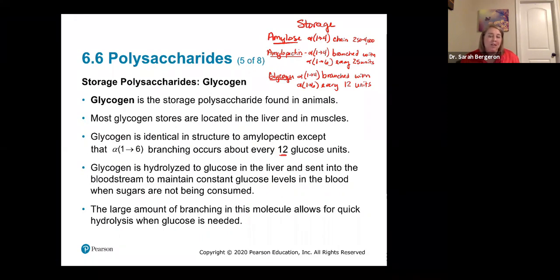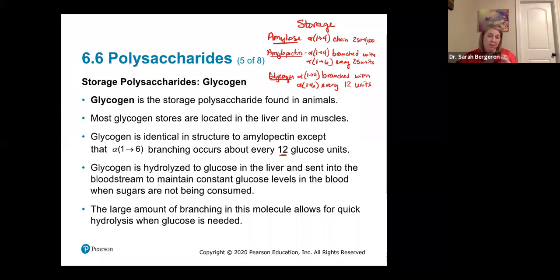And glycogen is identical in structure to our amylopectin. So all of the linkages are the same. The branches occur in the same place. But what's different is that amylopectin branches every 25 units, whereas glycogen is going to branch every 12 units. That's the only difference.